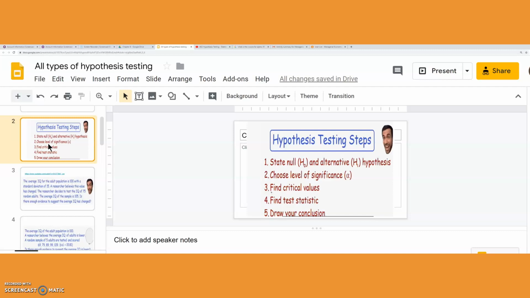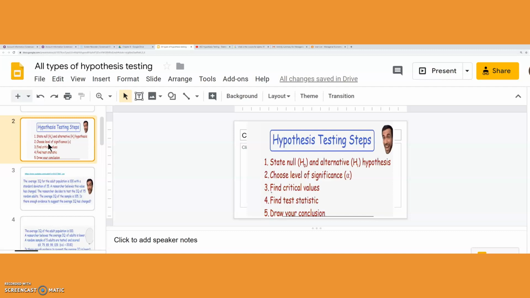That is H1, which is the alternative hypothesis. After we determine the null hypothesis and the alternative hypothesis, we're going to choose the level of significance, which is based on alpha. It's a Greek letter to determine the significance, whether it's going to be 5% or so. That's also determined by the confidence level. If it's 95%, basically alpha is 5%.